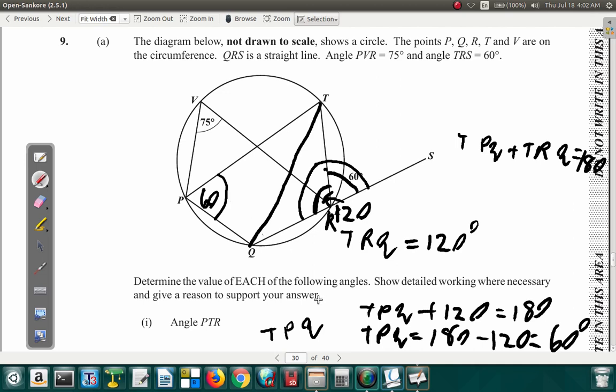TPQ is equal to 60 degrees. And remember, you should use up the space, write down this and the other explanations, write them out in English if you want to, but it's preferably that you write them out mathematically like this. Alright, but write down what it is that you're doing, because remember, they say show detailed working where necessary and give a reason to support your answer.